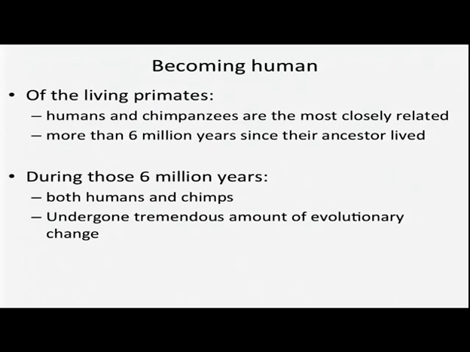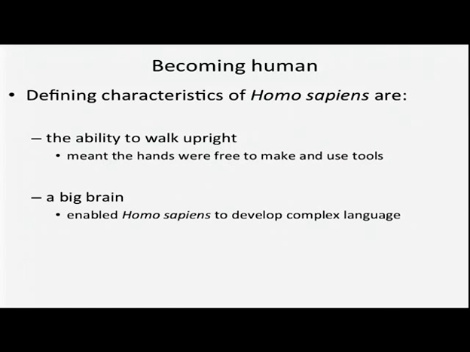Okay, so then what else is here? The humans and the chimps are most closely related, since their common ancestor lived long ago. Lots of evolutionary change, but again, if you go look at the chimps, they still look a lot like my grandpa.